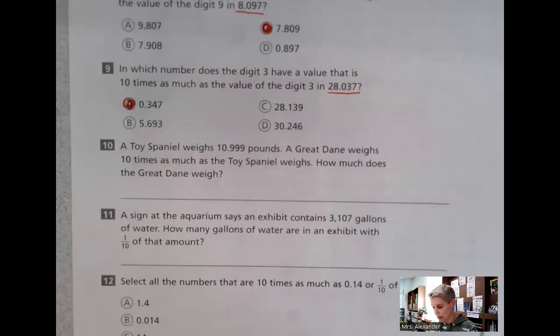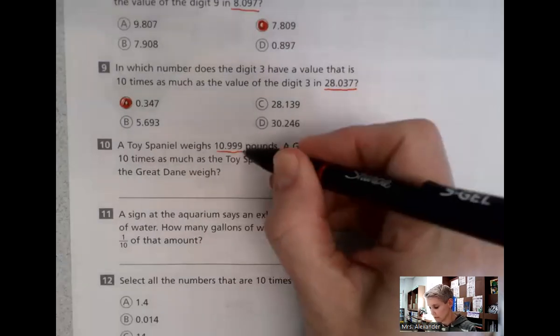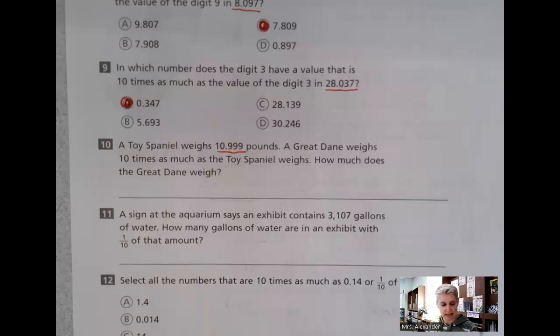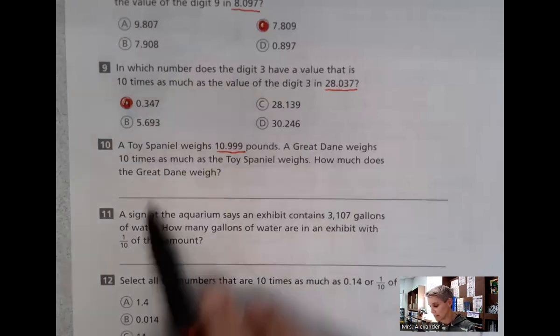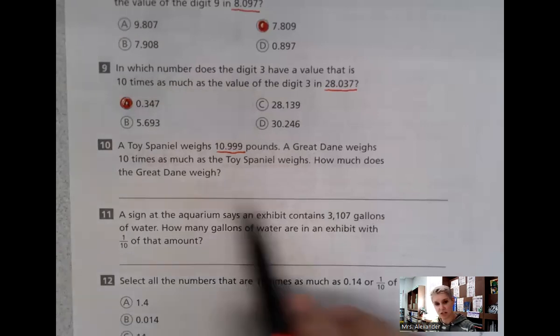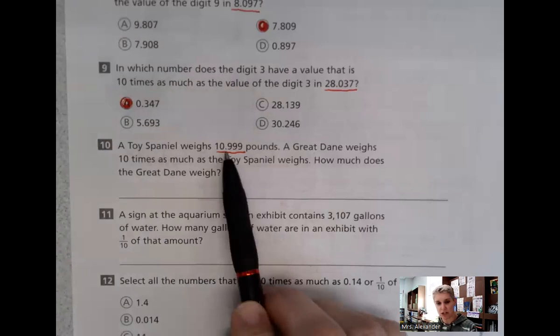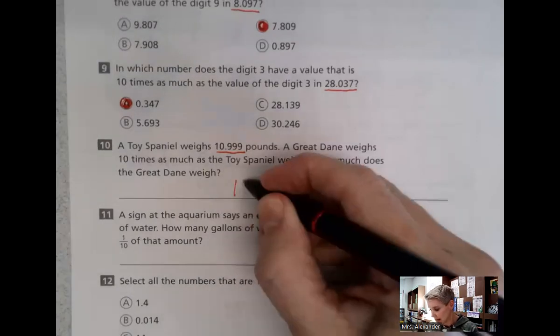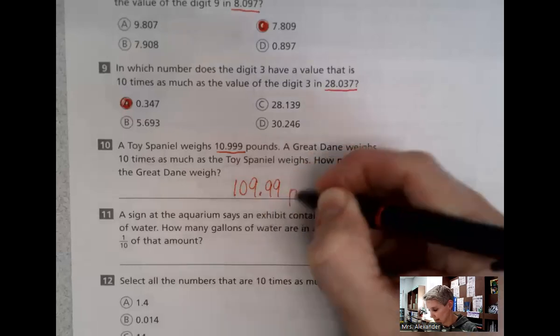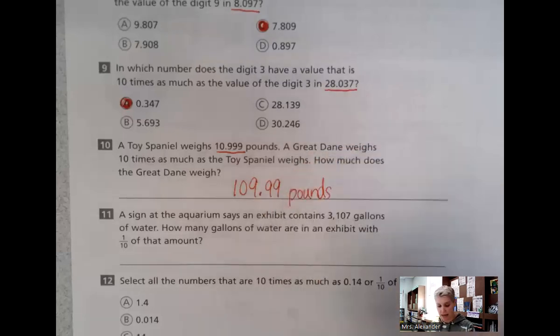A toy spaniel weighs, say that number, 10 and 999 thousandths pounds. A Great Dane weighs 10 times as much as the toy spaniel. How much does the Great Dane weigh? 10 times as much. Which way do our digits move? Our digits are going to move to the left. Our decimal will move over to the right. A Great Dane is obviously going to weigh more, so that does make sense that the Great Dane would weigh 109 and 99 pounds.